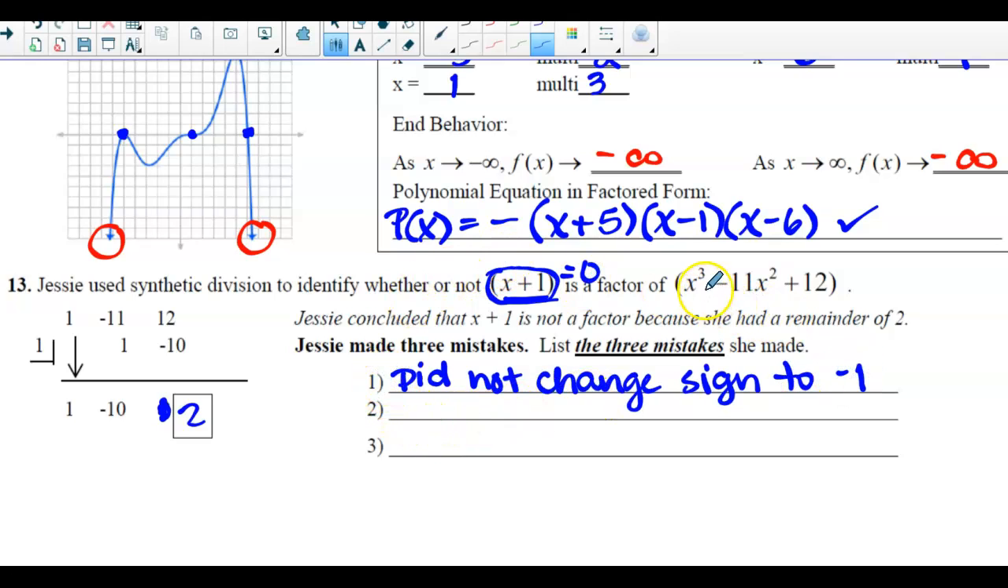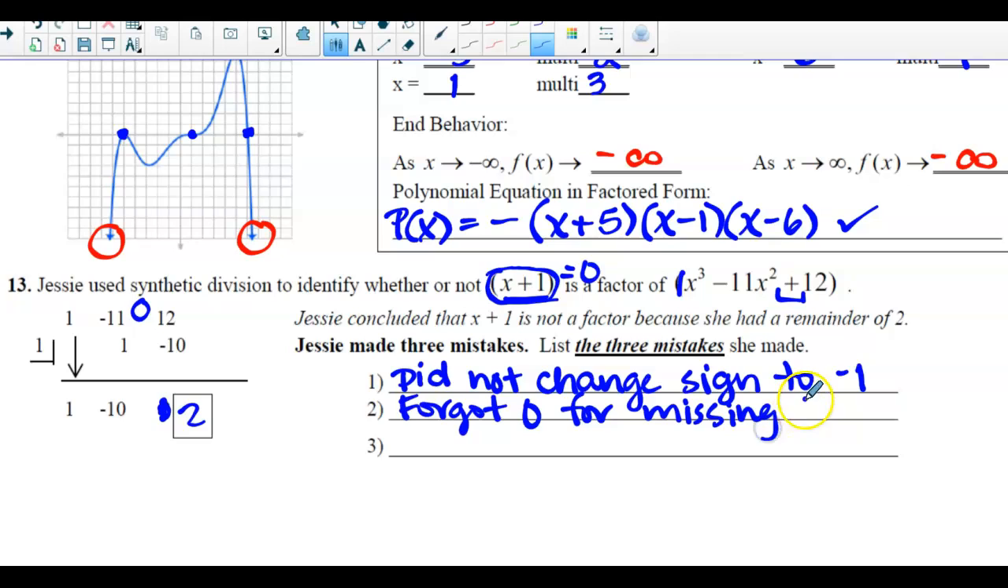And then the next thing they needed to do was bring down the coefficients. So we have 1, -11. Aha, there is an x term missing. It should go x cubed, x squared, x, 12, but there's not an x term, so there should be a 0 right there. So forgot 0 for missing term.